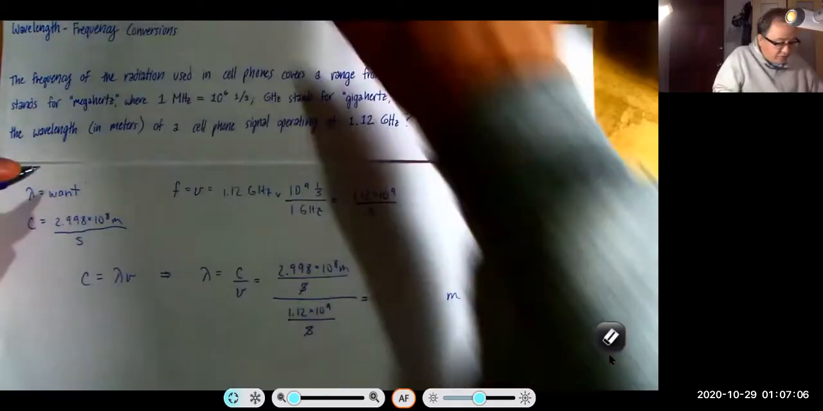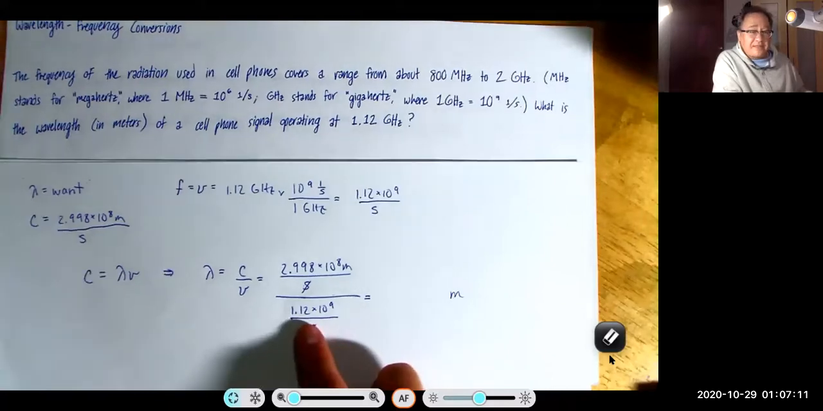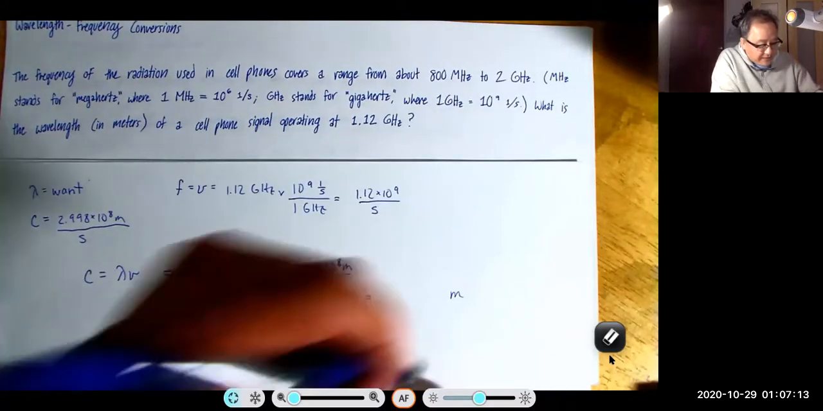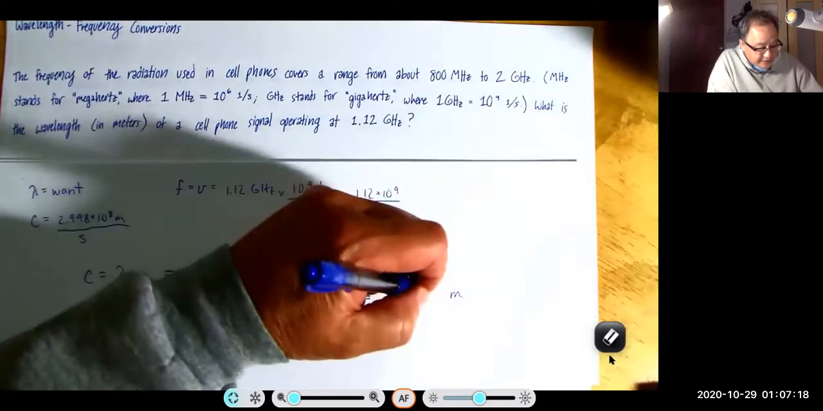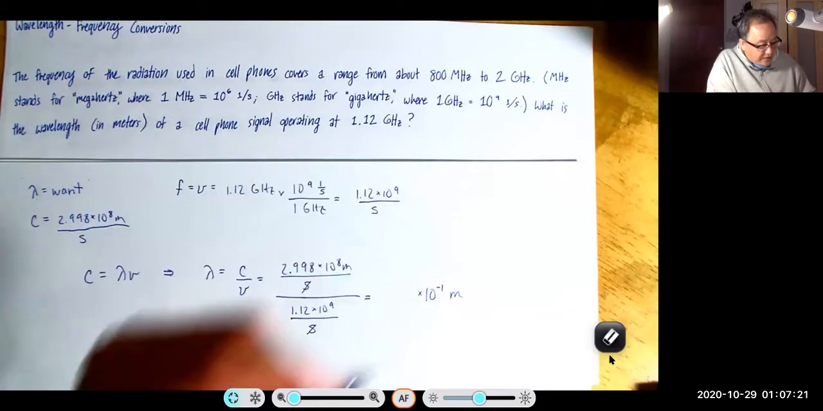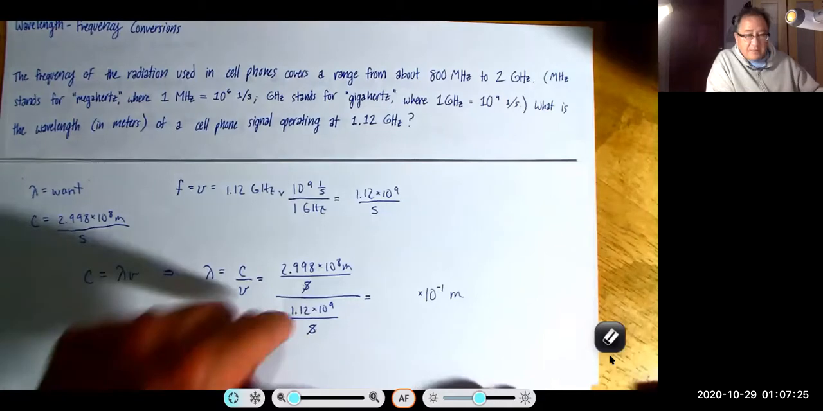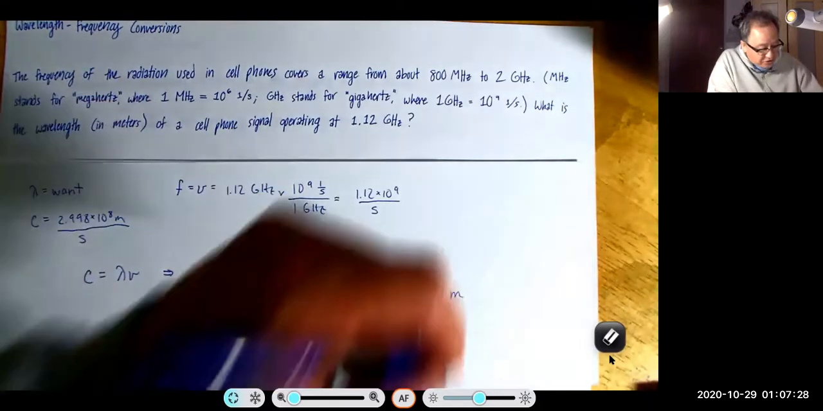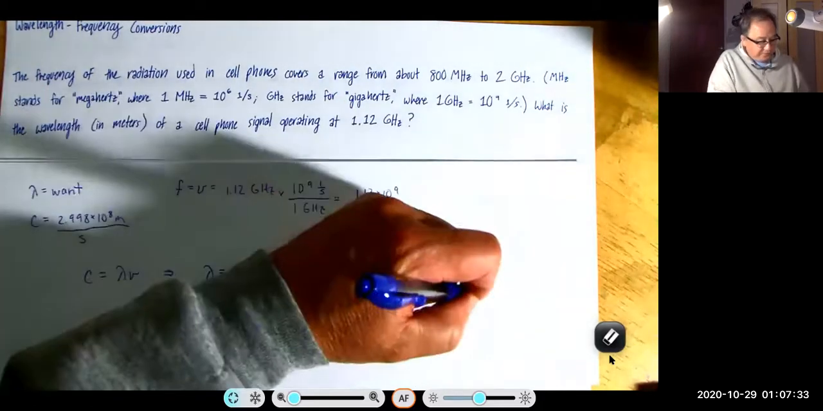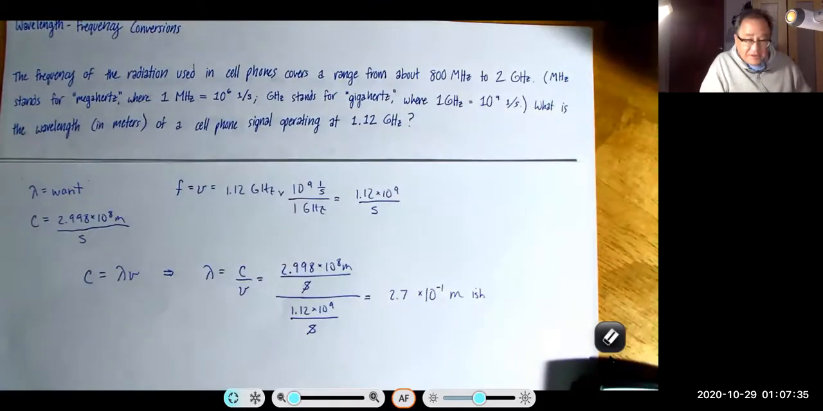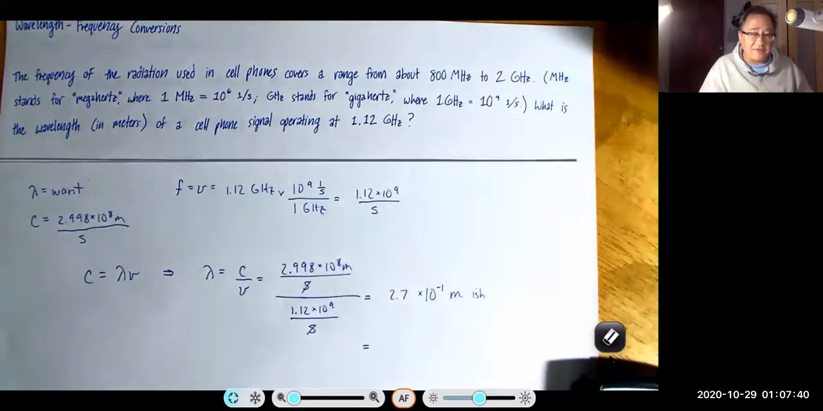And we basically have 2.998 times 10 to the 8th divided by 1.12 times 10 to the 9th. Roughly speaking, 10 to the 8th divided by 10 to the 9th is 10 to the minus 1. And 2.998 divided by 1.12 will be close to 3, but a little bit less. So I'm going to call this 2.7-ish. Here we have 3 significant figures. Here we have 4 significant figures. So for our actual answer, we're allowed 3 significant figures.